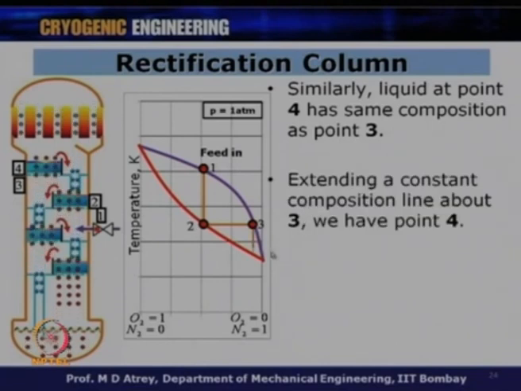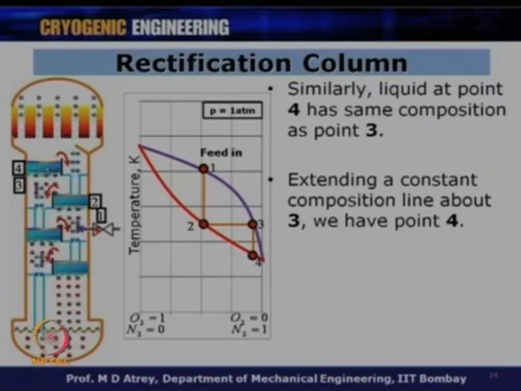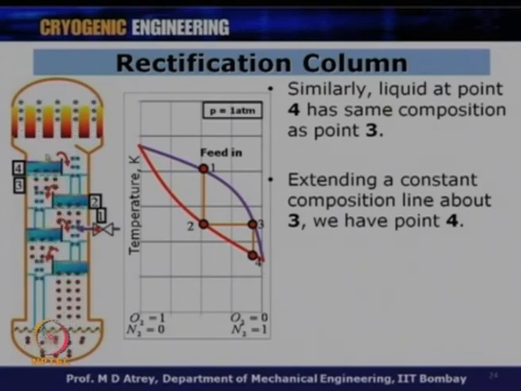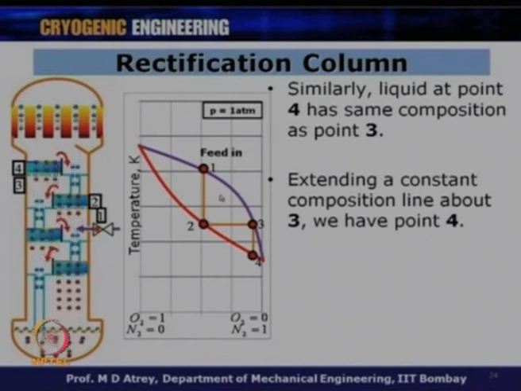So, what is happening is a phase transformation again. The vapor will get condensed, the molar composition will remain the same, but the temperature will decrease. So, extending a constant composition line about 3, we have got a point 4, which now gives the liquid composition at point 4, and also it gives the temperature at point 4. Now, this will essentially go on continuing across each plate till we reach the rightmost place where we want the purity of nitrogen. Similar thing will happen on the opposite side.